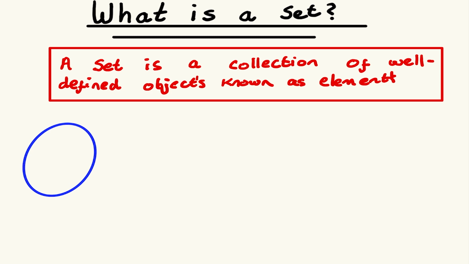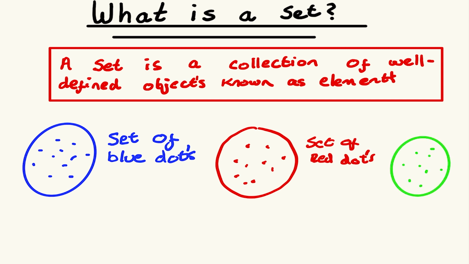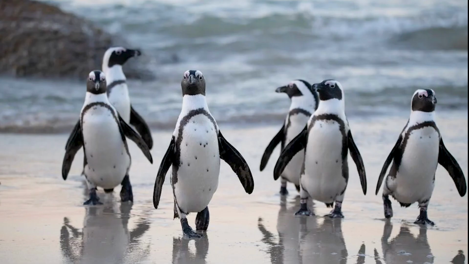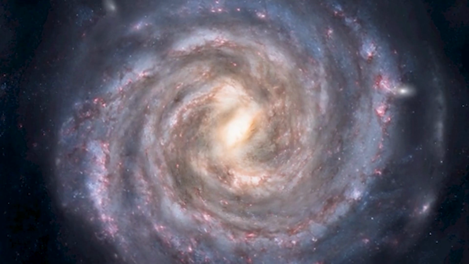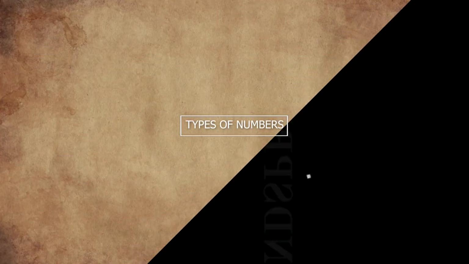If this blue circle represents a set, these dots inside represent the objects or elements. Hence, this is the set of blue dots, and this is the set of red dots. This is the set of green dots. Remember, a set is a well-defined collection of objects. Hence, we could have a set of plastic chairs, or a set of vegetables, or a set of penguins. Even the stars within our galaxy can be considered a set of stars that make up our galaxy.